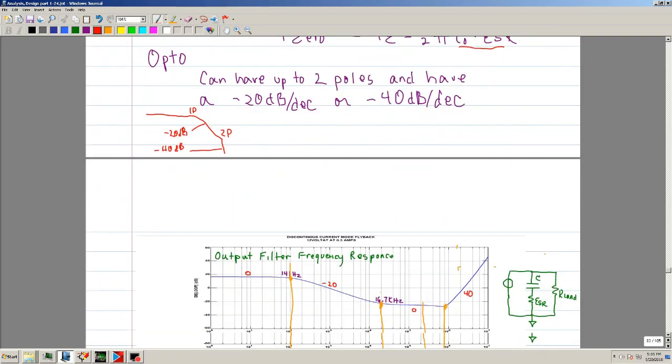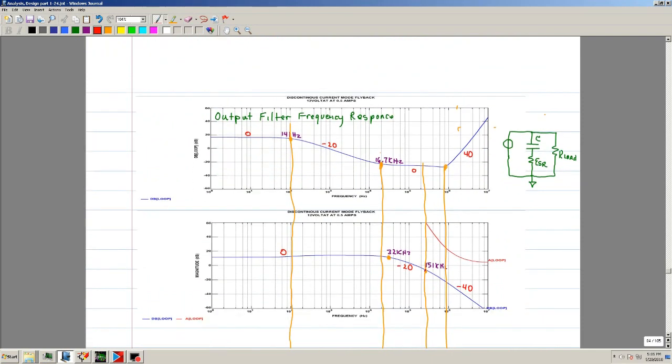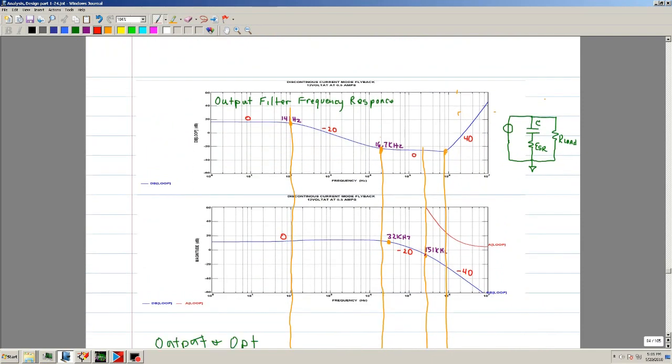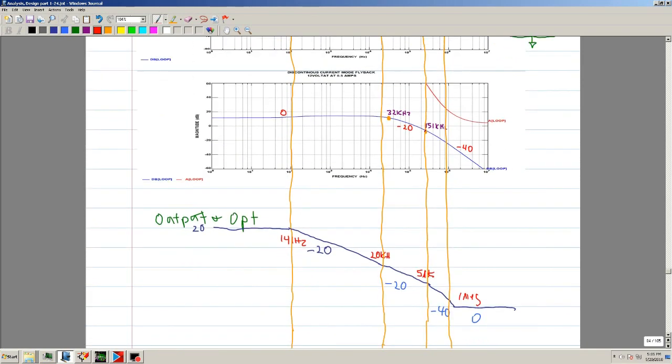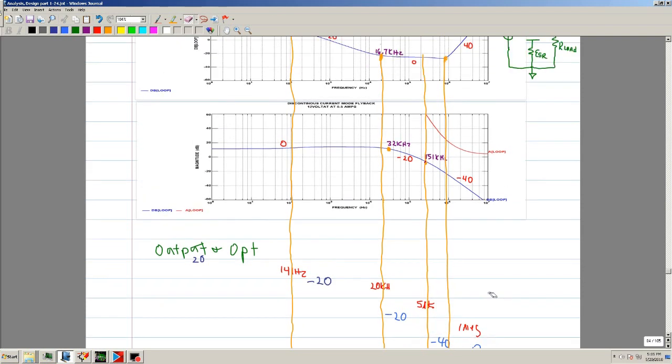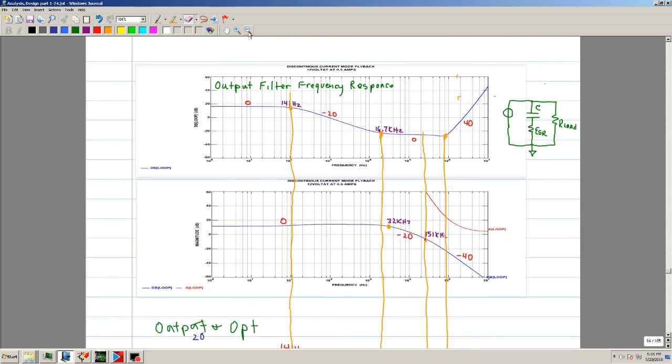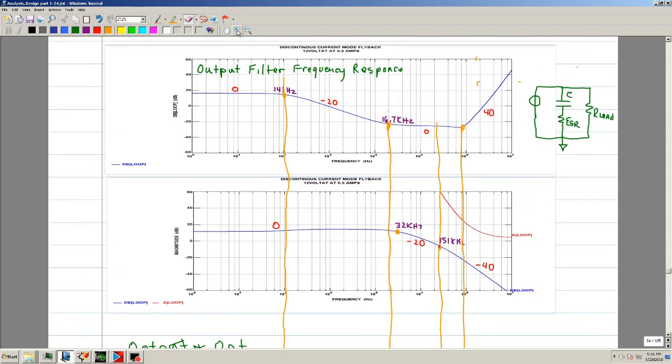Here is a way of estimating it. Let me restart this from scratch. Here I have plotted, and let me zoom in a little bit, the frequency response of the output filter.